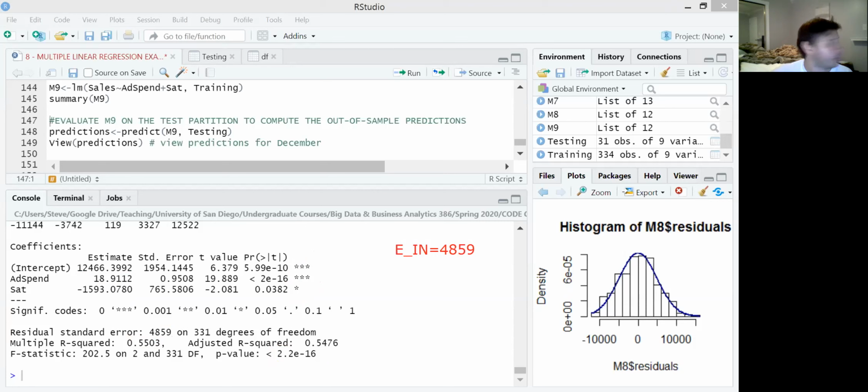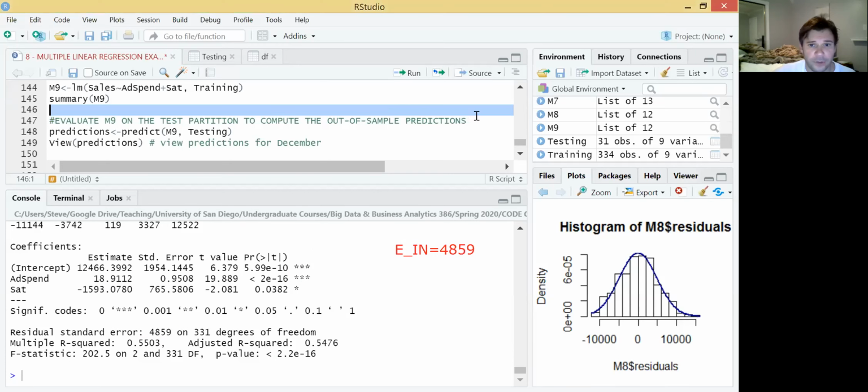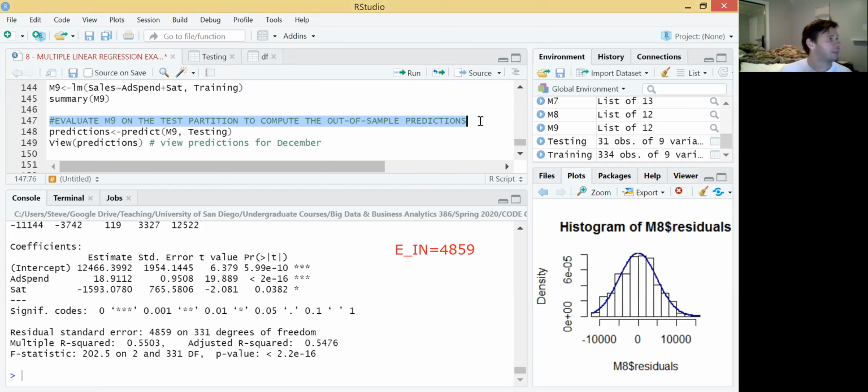So what we're going to do now is evaluate model 9, but we're going to evaluate it by plugging in the testing data, the December observations, to formulate predictions. So in line 148 here, we're going to use the predict function. We're going to feed it two things. We're feeding it the model that we want to predict, which is M9. That's the model we built with the training data. And we're going to feed it the testing data now. So we're using the model we trained with the training data, but we're going to feed it the testing data to generate predictions for the month of December based on our model estimates here.